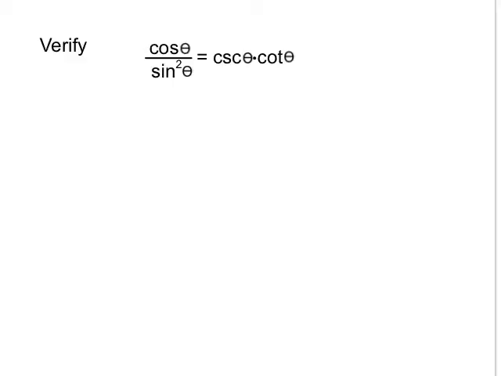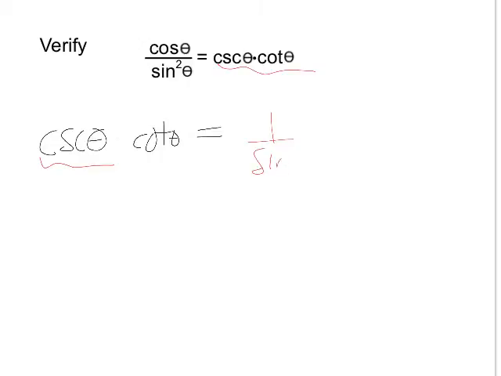I'm going to start with the right side. And you could have very easily started with the left side, and that's the thing about this, it doesn't matter. You can start with either one. So I'm writing it: cosecant of theta times the cotangent of theta equals, all right, cosecant is the same thing as 1 over sine, right? And cotangent is the same thing as cosine of theta over sine of theta.